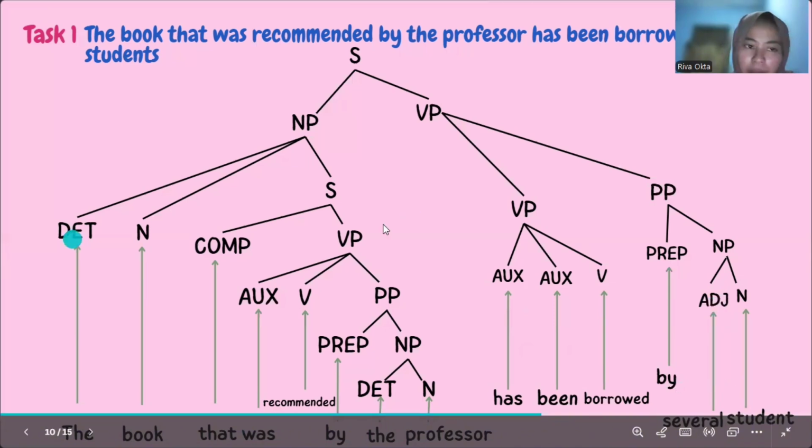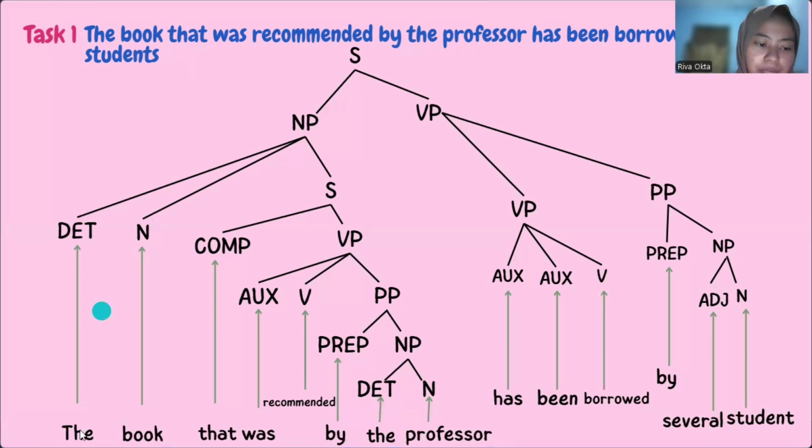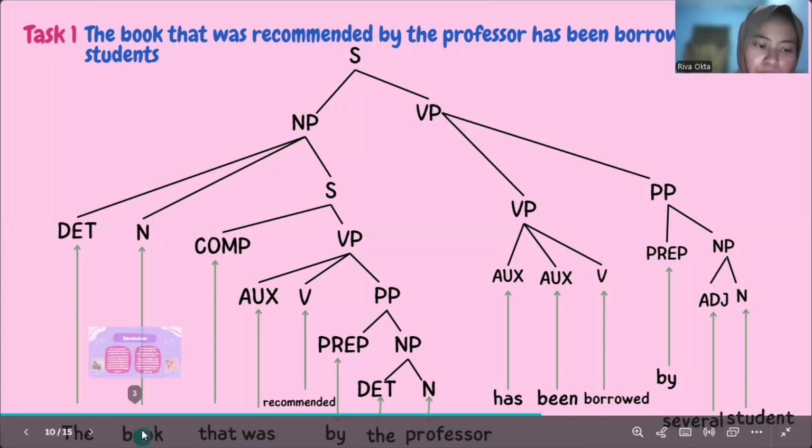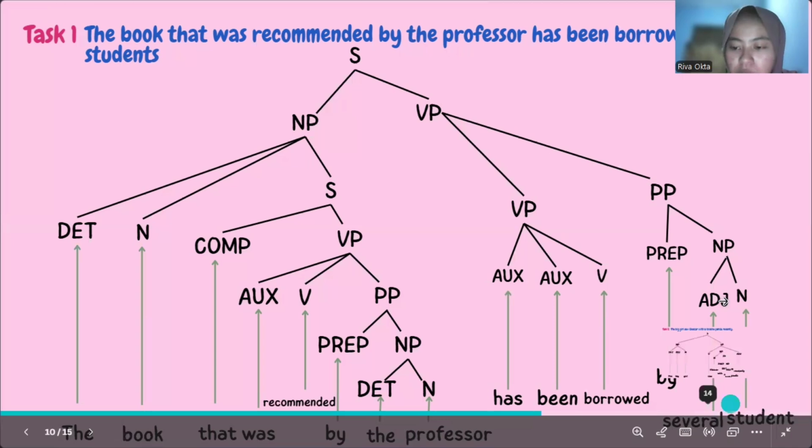Okay, I will repeat the explanation. The is determiner, and book is noun, that is complementizer, was is auxiliary verb, recommended is verb, by is preposition, the is determiner, and professor is noun, has is auxiliary verb, been is auxiliary verb, and borrowed is verb. By is preposition, and several is adjective, student is noun.